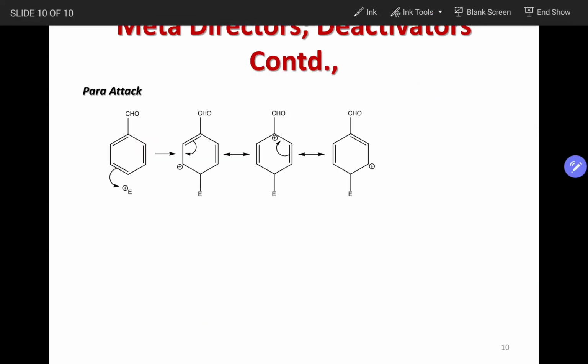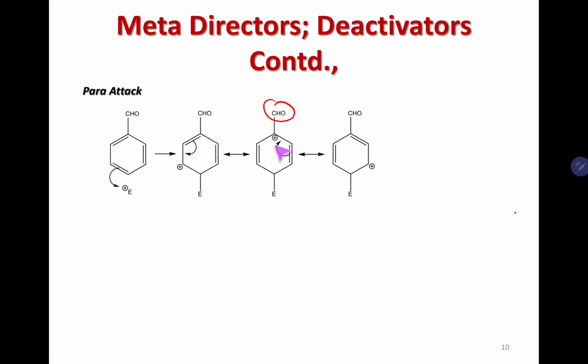Similarly, you can draw the meta attack and para attack. Once again, para attack is also highly unfavorable. Why? Because you are getting a positive charge next to the electron withdrawing group, highly unstable. So this will also not happen. So para attack is also not possible.